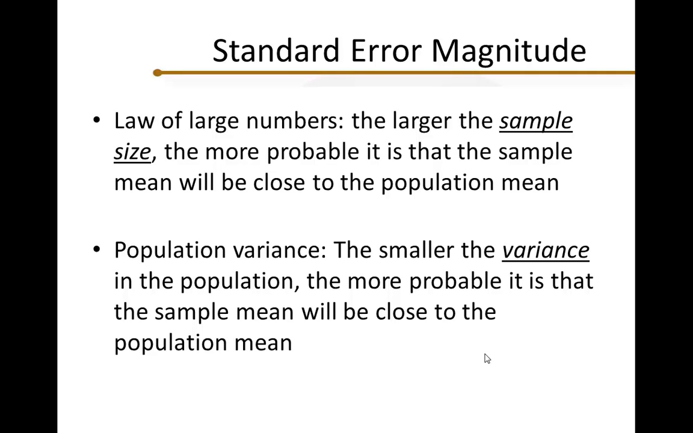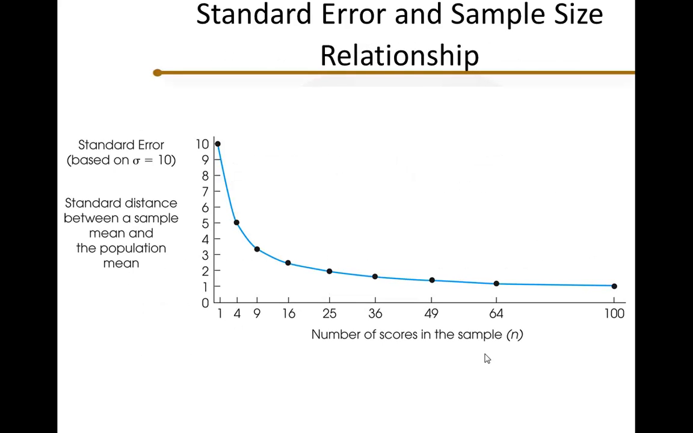The law of large numbers is a key thing to keep in mind. The larger the sample size, the more probable it is that the sample mean will be close to the population mean. The other thing to keep into account is how much variance is within your population. The smaller the variance in the population, the more probable it is that your sample mean will be close to the population mean. If you think about it, if you don't have a lot of variance in there, then it's even more probable that your sample mean is going to be close to your population mean.